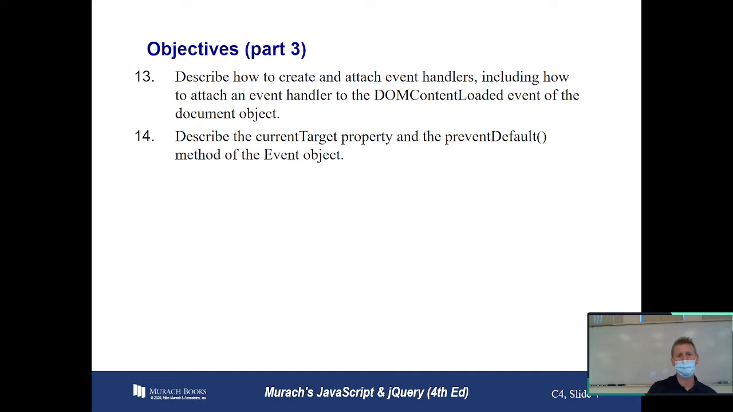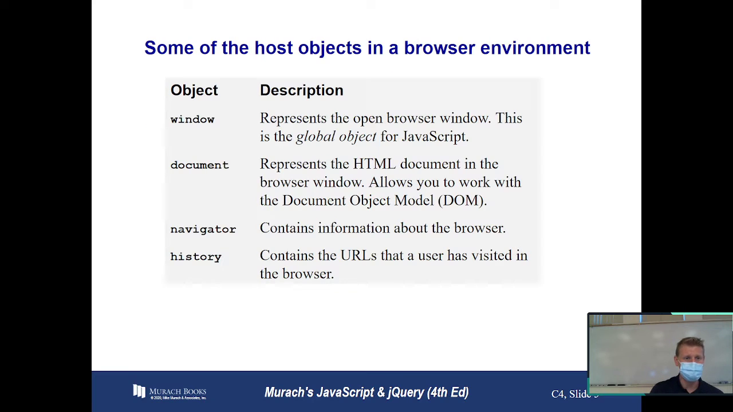Let's see. Describe how to create and attach event handlers, and describe the currentTarget property and preventDefault method of the event object. So these are all objectives that we will cover. All right, going through this slide kind of quick, these are some of the typical objects that JavaScript has to work with.